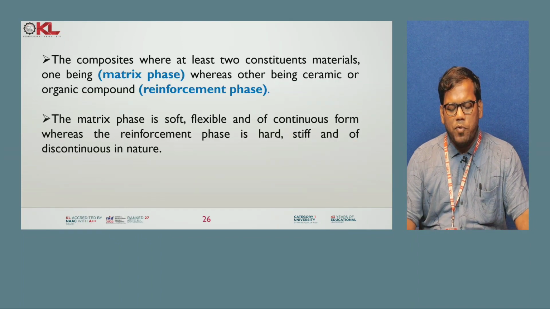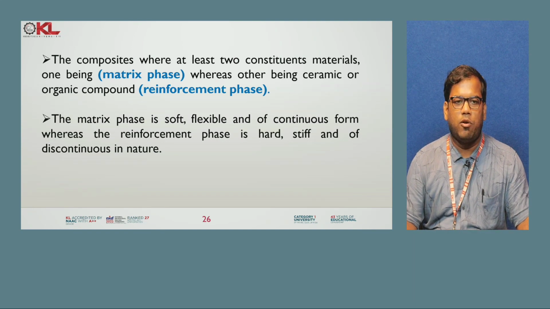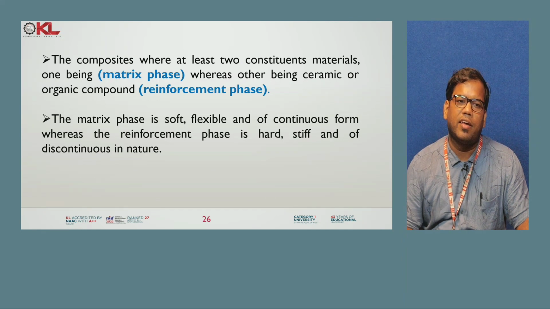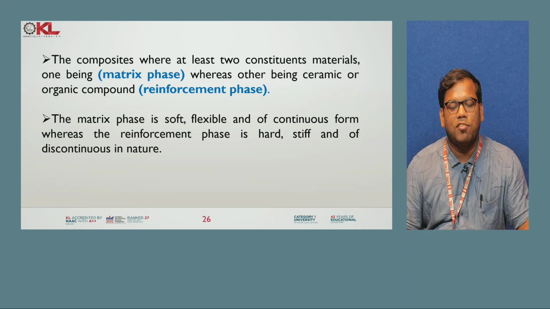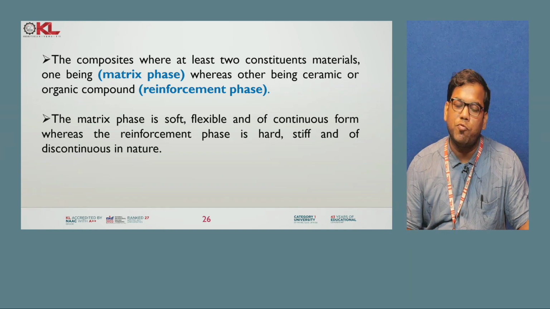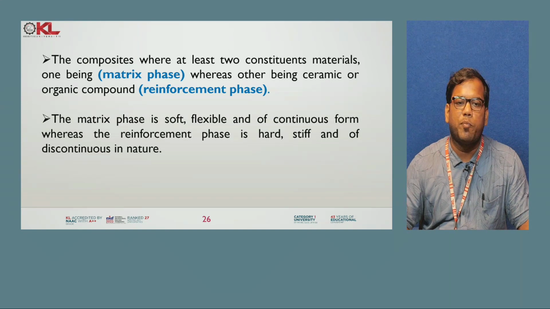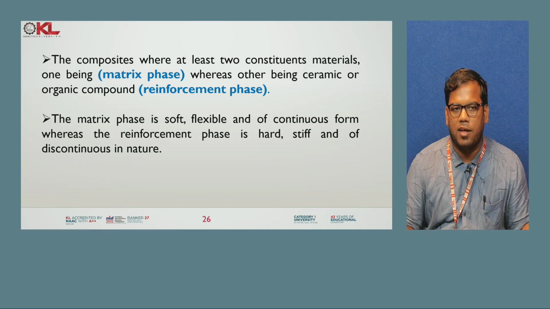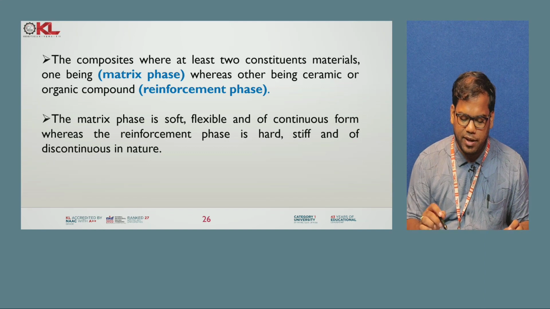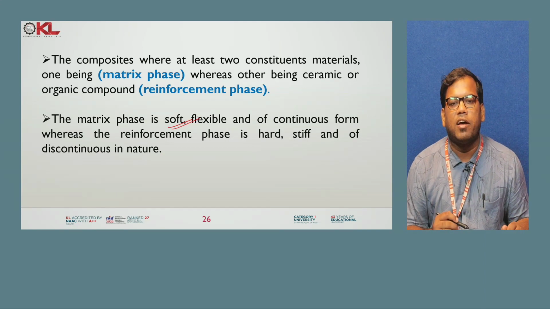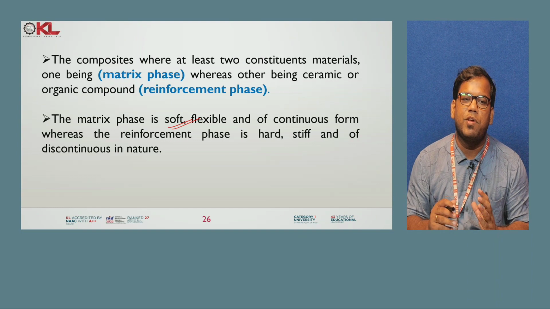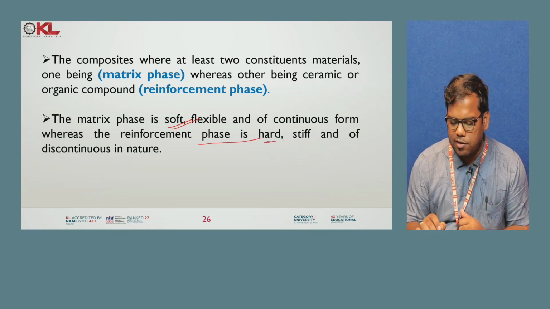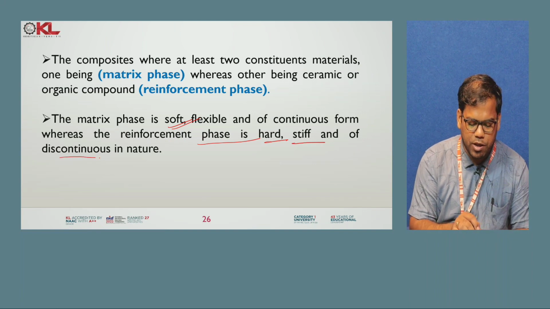Now, a composite has at least two constituent materials, one being a matrix phase, whereas the other, being a ceramic or organic compound, is called the reinforcement phase. The reinforcement phase is embedded into the matrix phase to make it a whole, as a composite material. Matrix phase is soft and flexible in nature and of continuous form, whereas the reinforcement phase is hard, stiff, and discontinuous in nature.